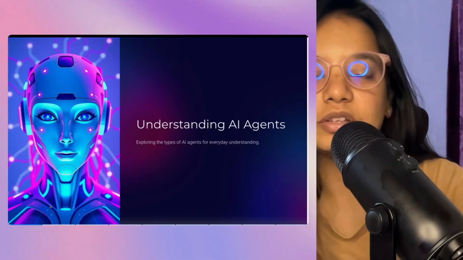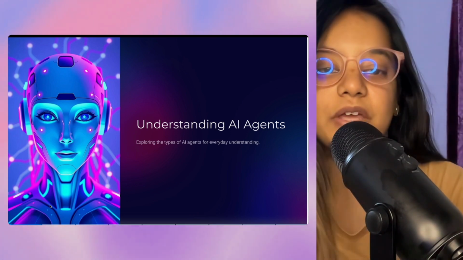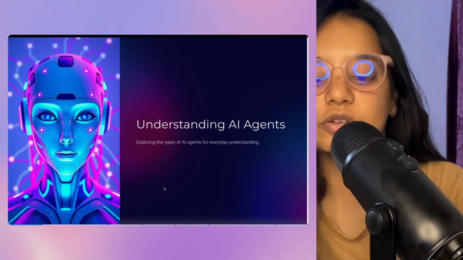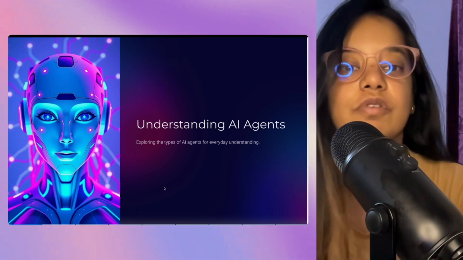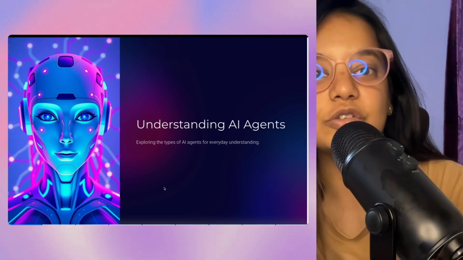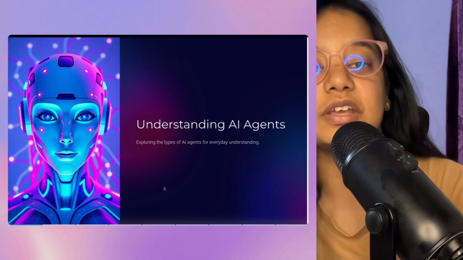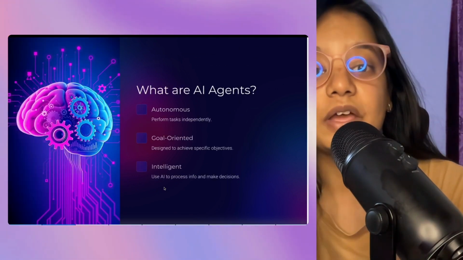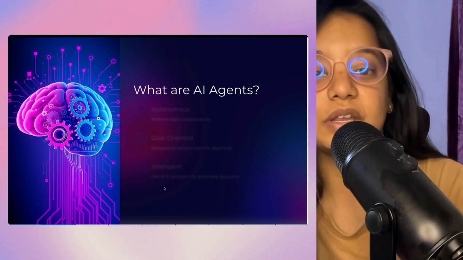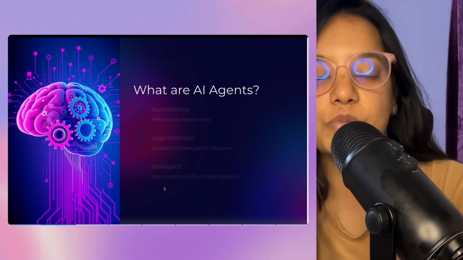Okay, so right now on the screen you can see it says understanding AI agents and exploring the types of AI agents. Workflows are something which does not have its own brain. A workflow is capable of automating a task, but it is not capable of making decisions on its own, because it is not given that kind of leverage. So what are AI agents? Well, AI agents have autonomy in themselves, and they have their own brain, and that is what differentiates a normal workflow from an AI agent.